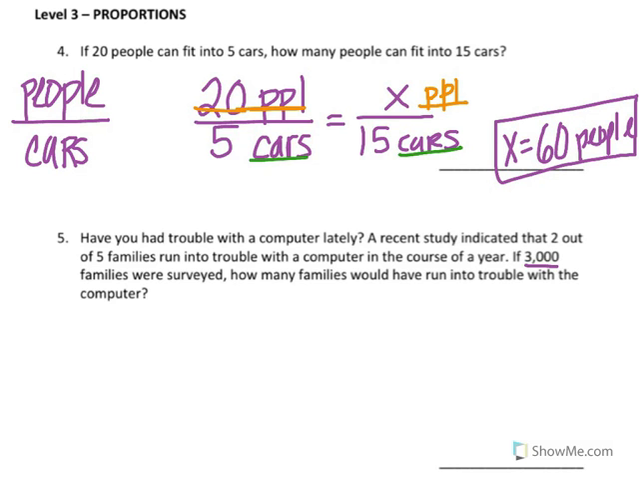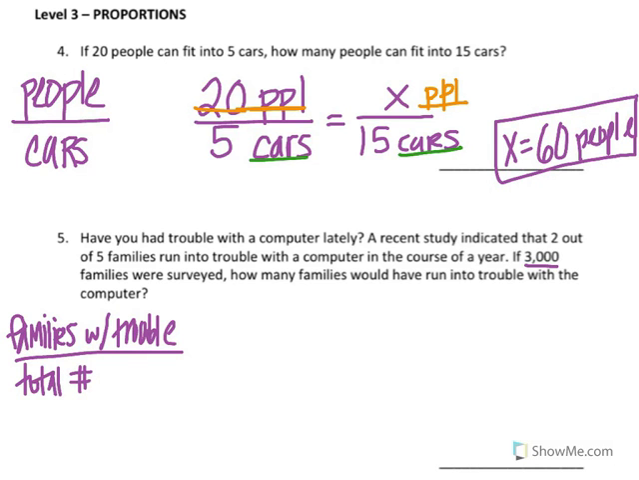So again, we're going to set it up so that we're going to have our ratio of words on the left side. I'm going to call this the families with trouble over total number of families. Okay, this seems a little confusing, but I think once we put the numbers in, it will make more sense.